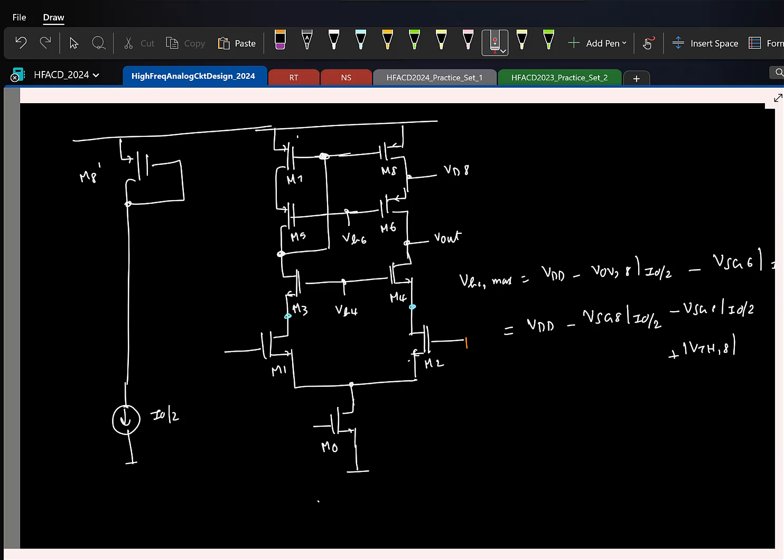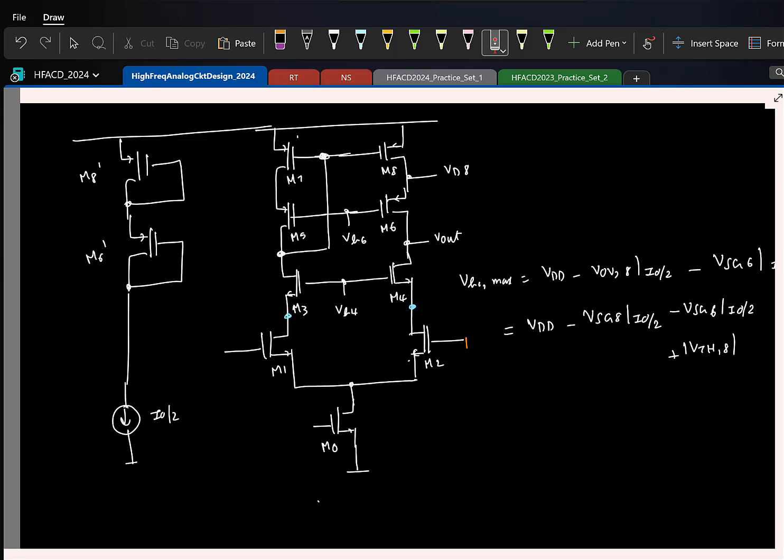Now let us say I want to get this voltage one more source lower. This is VSD6. What can I do? You connect another, but what should be the transistor? Diode connected, but similar to 6. So this will give me VDD minus VSG8 minus VSG6. So this part is done.